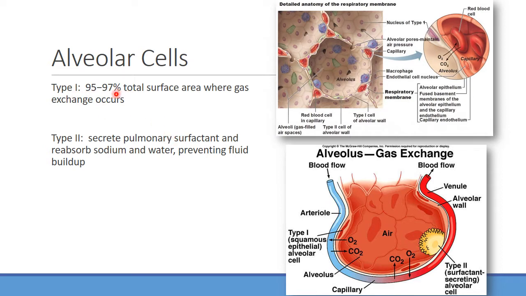But the type 1 alveolar cells are where the majority of the gas exchange is happening. Type 2 cells, surfactant is being released here. They also help to prevent fluid buildup by reabsorbing sodium and water, right? Because when you have too much fluid in the lungs, what do you call that? Pulmonary edema, so we don't want that to happen. So the alveolar type 2 cells are really important for doing that.